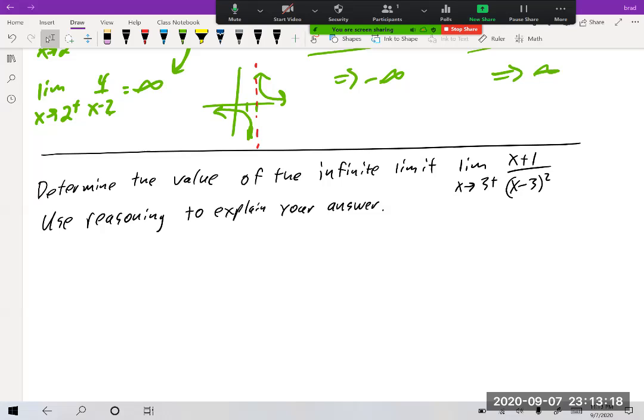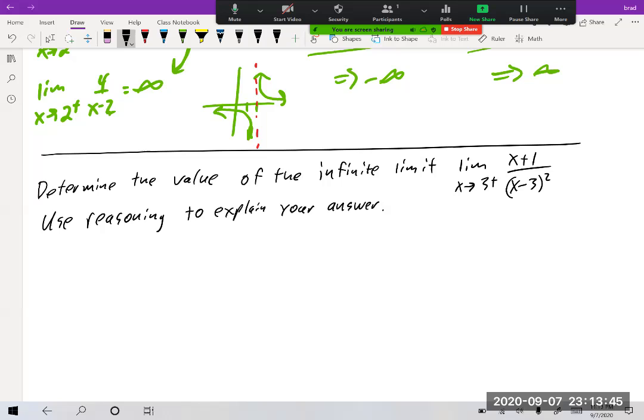So I'm back, and I'd like you guys to pause the video, but this time I'd like you to try to explain, thinking about numbers and small numbers and large numbers and dividing by small numbers or dividing by large numbers, and think about a way that we could explain using reasoning what we think the infinite limit of the limit as x approaches 3 from the right of x plus 1 over x minus 3 squared is. Okay.